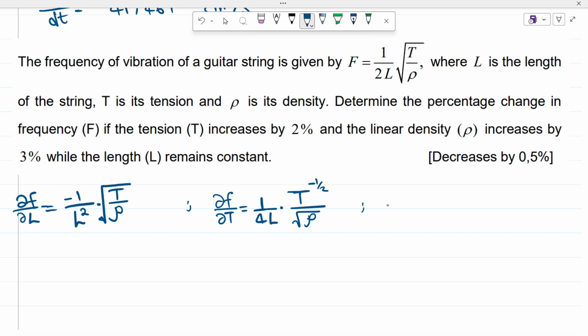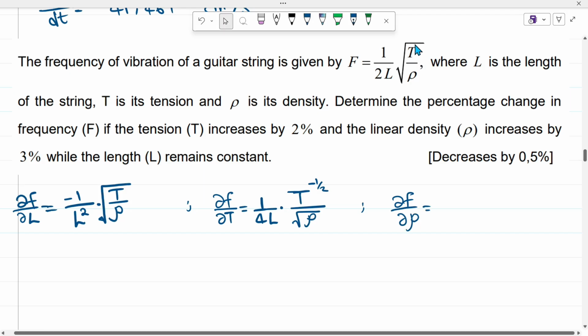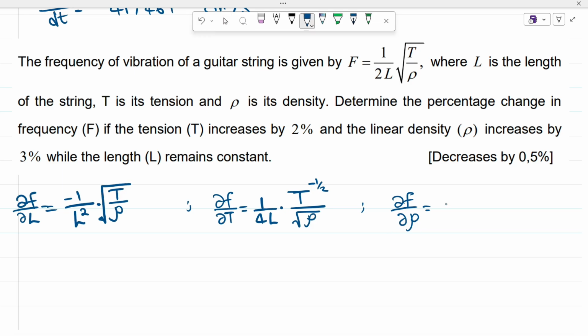And then now we need to differentiate partially again, with respect to density. So we're still going to do the same thing. We're going to say root of t divided by root of p. So we can take root of p up there. It will be p to the power negative 1 over 2. So then we differentiate, and t and L will be constants. So you will get negative half multiplied by this half here. It will be negative 1 over 4.